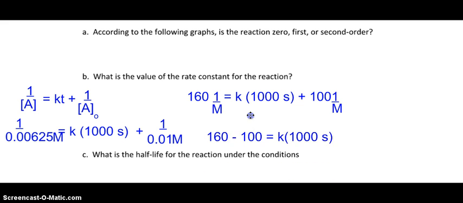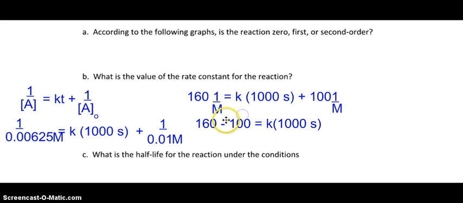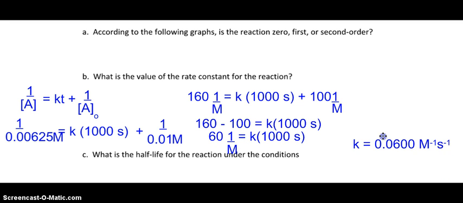So now I'm going to subtract 100 from both sides, and I should have probably put the 1 over molarity in there, but I did not. So then you're going to subtract, and there I stuck the molarity back in. And when you are all done, k equals 0.0600 molarity to the -1, seconds to the -1. And what I want you to notice is that those units are still consistent with second order rate.